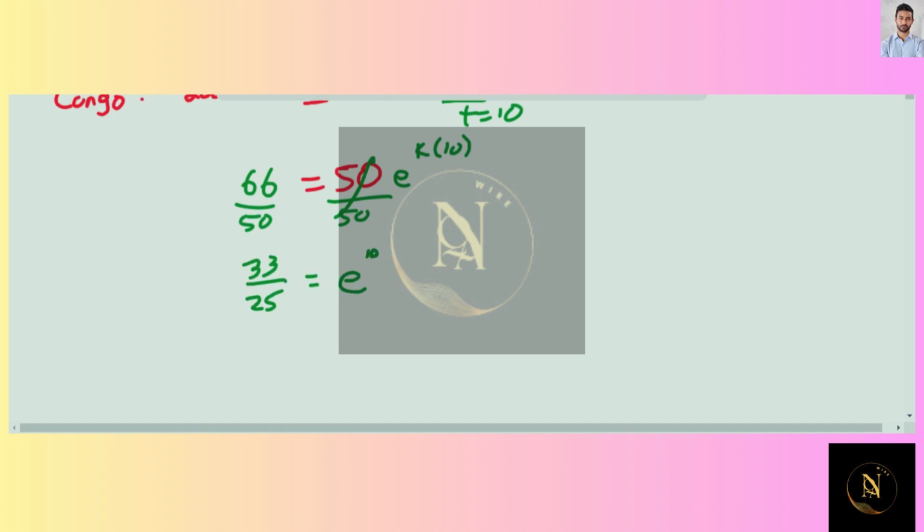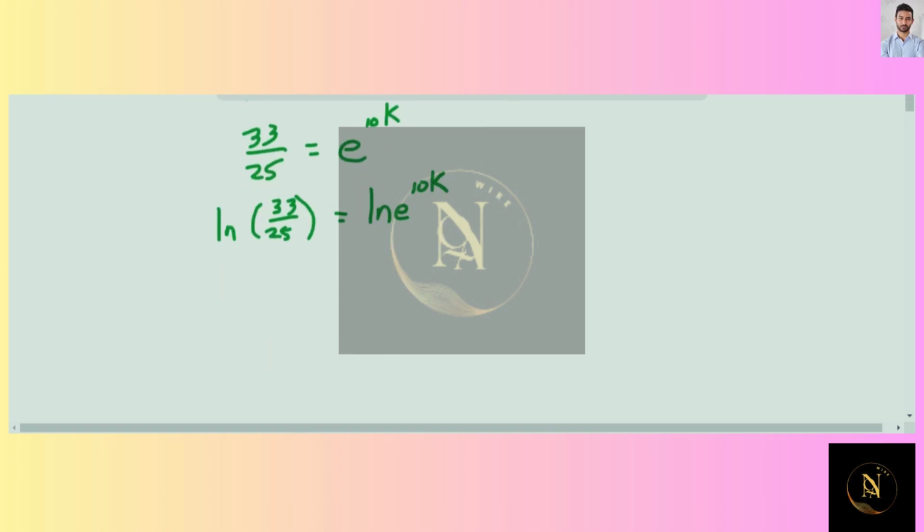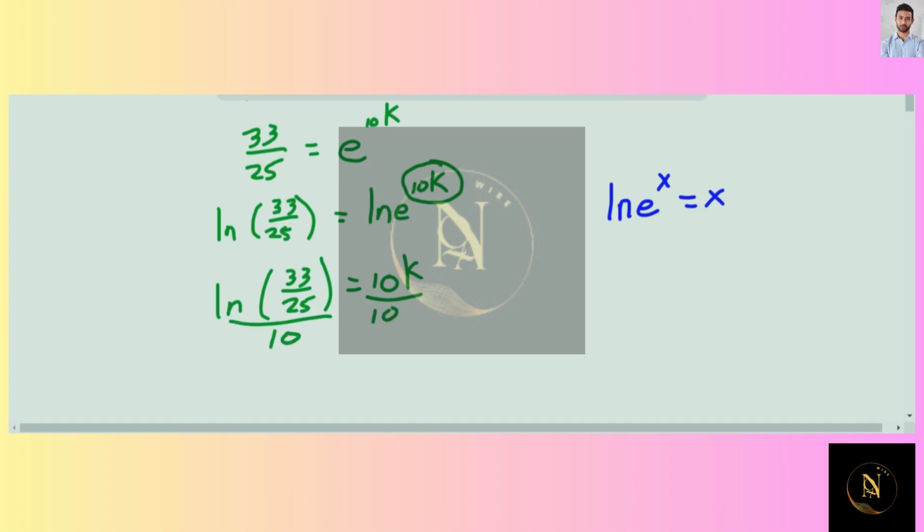Now, because we're using base e, I'm going to take the natural log of both sides. So we're going to have the natural log of 33 over 25 equal to the natural log of e to the 10k power. We do this because one of our properties of logs says that the natural log of e to the x is simply x. So in this case, the natural log of e to the 10k power will simply be 10k. So now we'll have the natural log of 33 over 25 equal to 10k. To solve for k, we just divide both sides by 10.